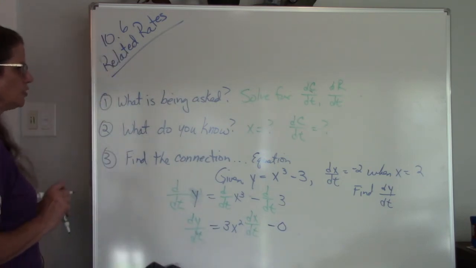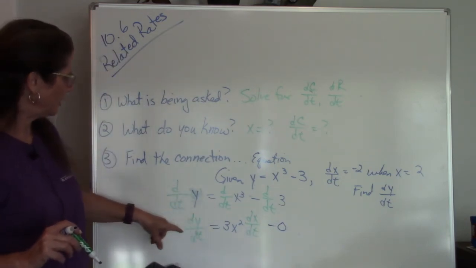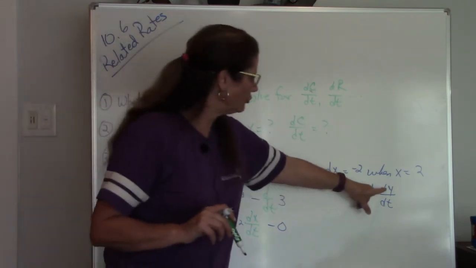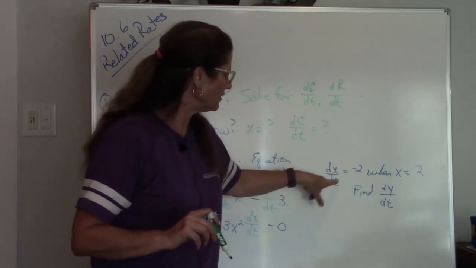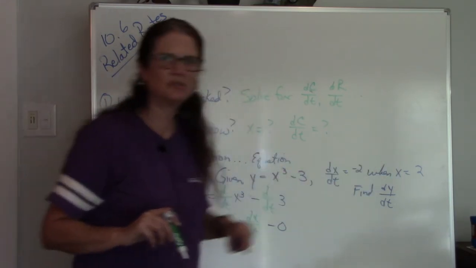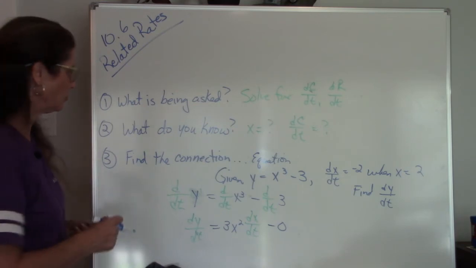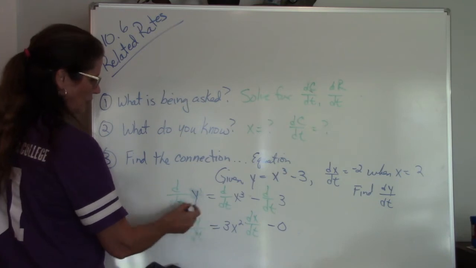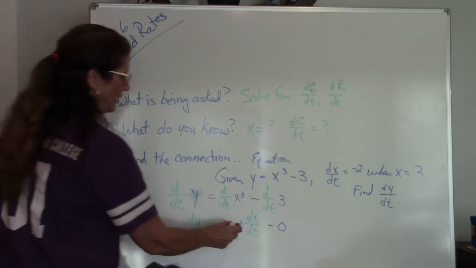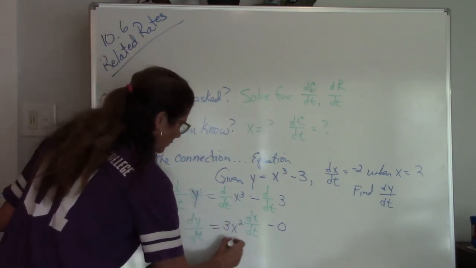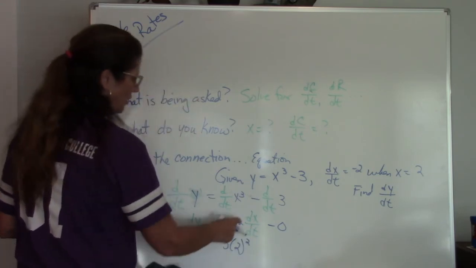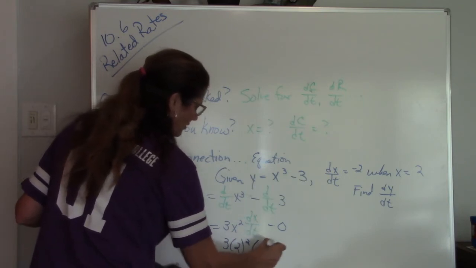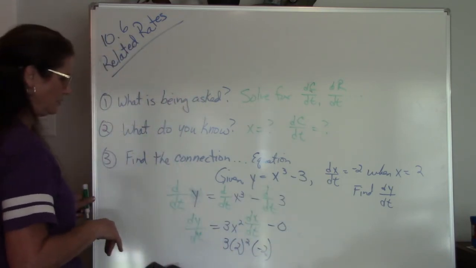Okay? So if you look back, the connection was this function. We're looking for dy/dt, and dx/dt is -2 when x is 2. So we're given some information, and now I can plug it in. I'm looking for dy/dt, so that's already by itself. My x is going to be 2, so I have 3 times 2 squared. My dx/dt is going to be -2 because that's the information that I'm given, and then -0 just cancels.